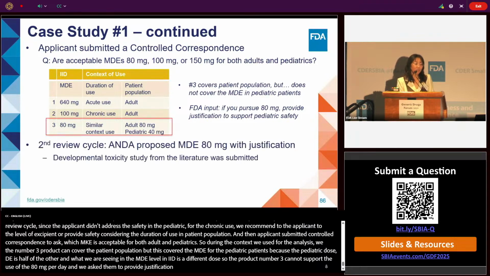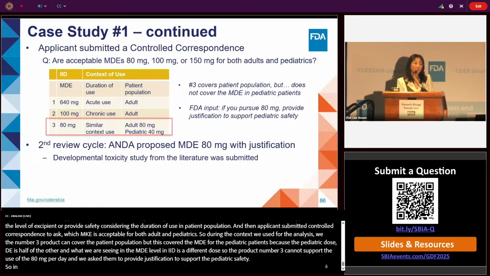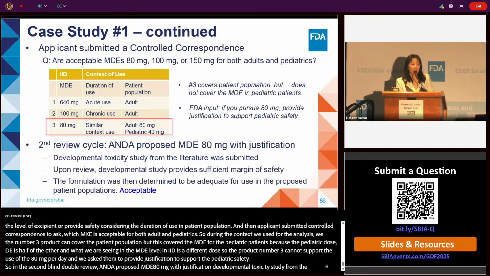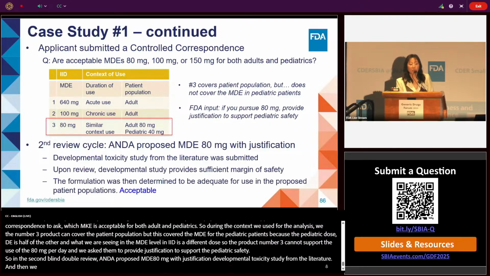In the second round of review, the applicant proposed an MDE of 80 milligrams with a justification using a publicly available developmental toxicity study. And we found the proposed MDE is acceptable for use in the pediatric population.